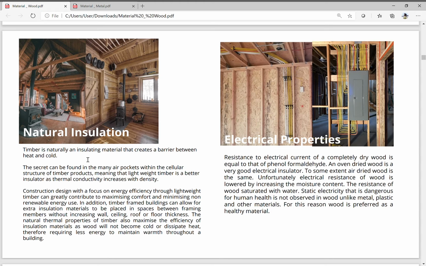For this, you also have your electrical properties. Wood has a resistance to electric current. A completely dried wood is equal to that of phenol formaldehyde. So you have different properties. Wood won't actually transmit electricity through the material. Given that static electricity is dangerous for human health, this is very noticeable when you have exposure to metal or plastic and other materials. Therefore, we conclude that wood is a healthy material.